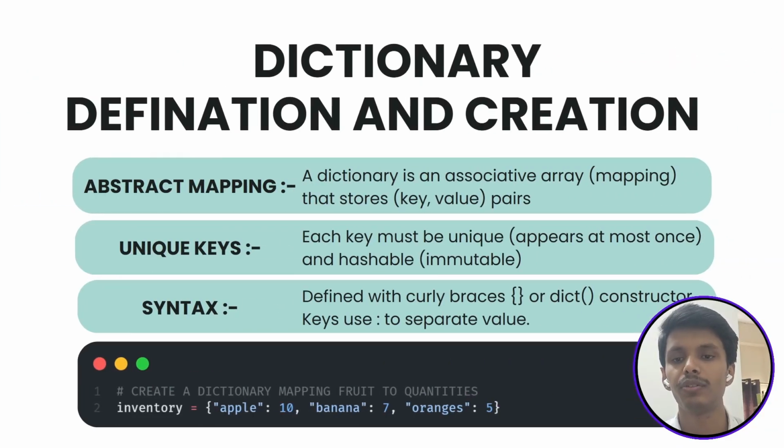A dictionary is an associative array or a mapping structure that stores data in the form of key value pairs. Each key in a dictionary must be unique and hashable, which typically means it must be immutable, like strings and numbers. In Python, dictionaries can be defined using curly braces or a dict constructor. Keys are followed by a colon, then their corresponding values. For example, the inventory dictionary has mapped apple to 10, banana to 5, and orange to 7. This dictionary maps fruit names to their respective quantities.